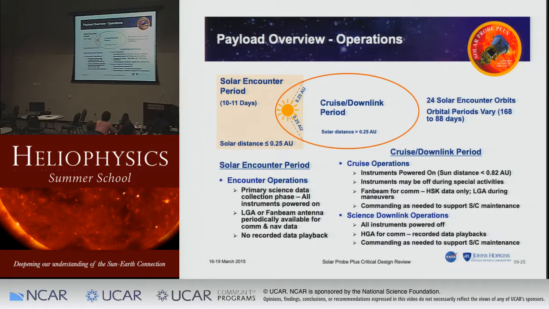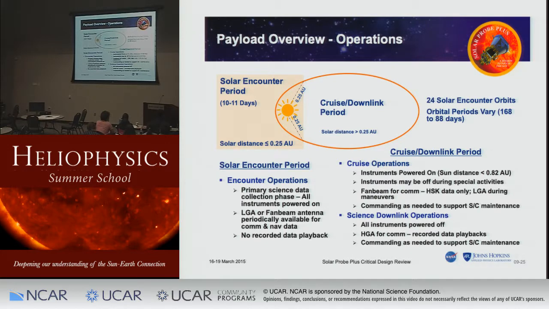So our operation scenario is like this. We have what we call a solar encounter period, which is between 0.25 AU and whatever the perihelion is. So this tends to be on the order of a couple weeks. Our science requirement is that we operate inside of that distance. So we're required to make measurements inside of 0.25 AU, basically a week before and a week after perihelion.